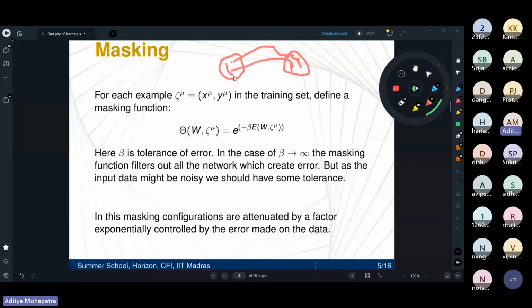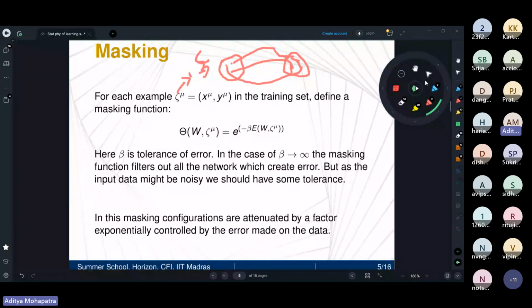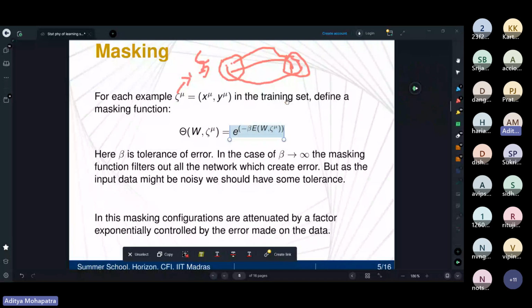You denote it by zeta mu, where mu goes until 1, 2, 3. So what you do, based on the particular mu, we define a masking function. It will mask the error, basically. It will come to know, as we go further, why we chose this particular function to mask.